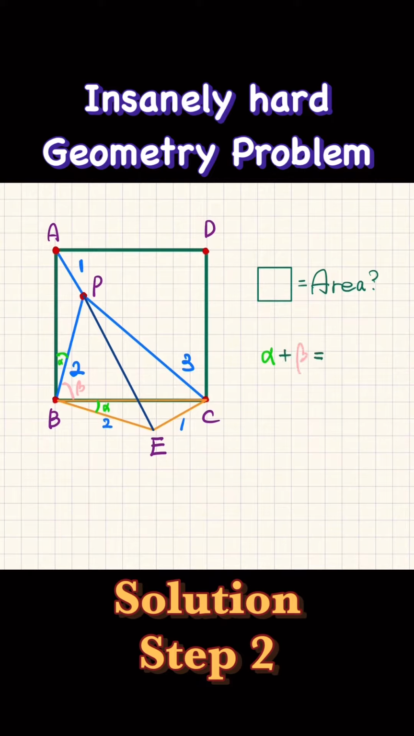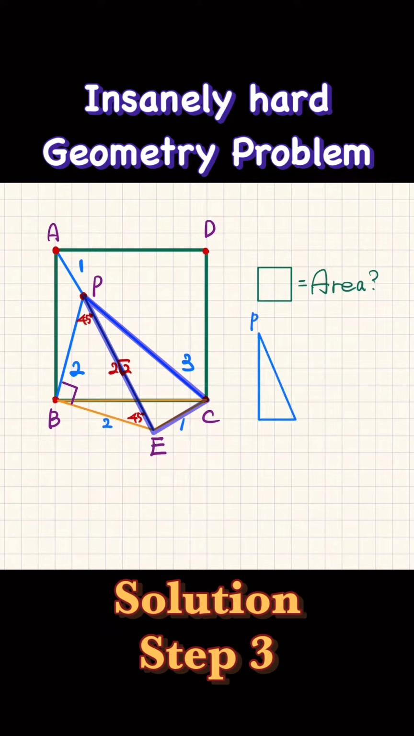The sum of alpha and beta is 90 degrees, making angle PBE a right angle. Since both sides PB and BE have length of 2, triangle PBE is a right isosceles triangle. And we can determine that PE has a length of 2 square root of 2, which can also be confirmed using the Pythagorean theorem. Next, let's consider triangle PEC.